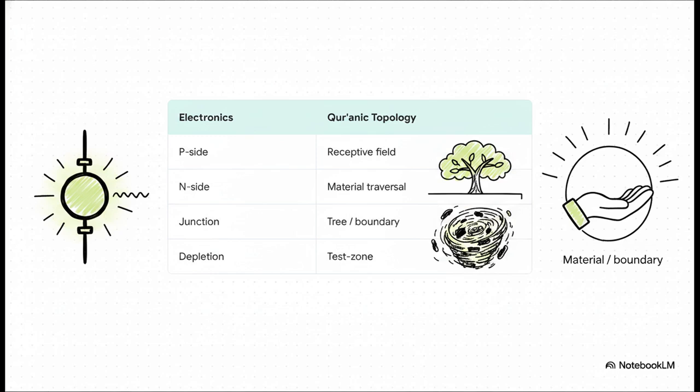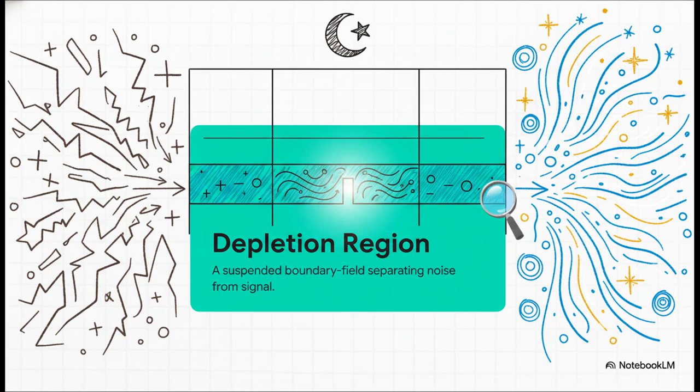Symbolically, this is the covenant boundary, or the original tree. And here's the crucial part. Without that polarity difference, without a tree or a boundary, absolutely no directed current can flow. A uniform field just doesn't produce movement. Right in the middle of that junction sits what engineers call the depletion region. The source material maps this exactly to the concept of Barzakh. It's the ultimate test zone membrane of dunya, tahut, and covenant pressure.